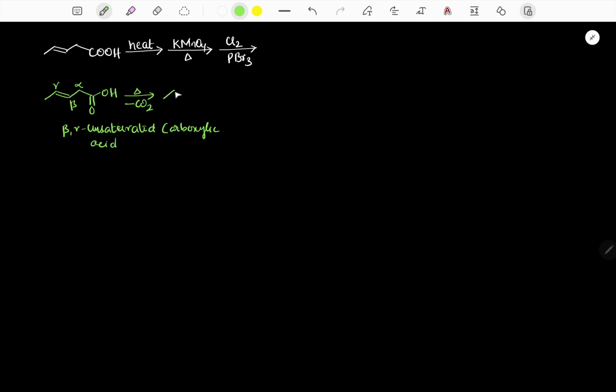Therefore the product is, after removal of CO2, an alpha beta double bond and a beta gamma single bond CH. Now an alkene is formed. Now this alkene is treated with KMnO4 and heat. When an alkene is treated with KMnO4 and heat, it undergoes an oxidative cleavage reaction, and finally it gives the corresponding carboxylic acid and formic acid. And formic acid undergoes further oxidation, finally converting into CO2.